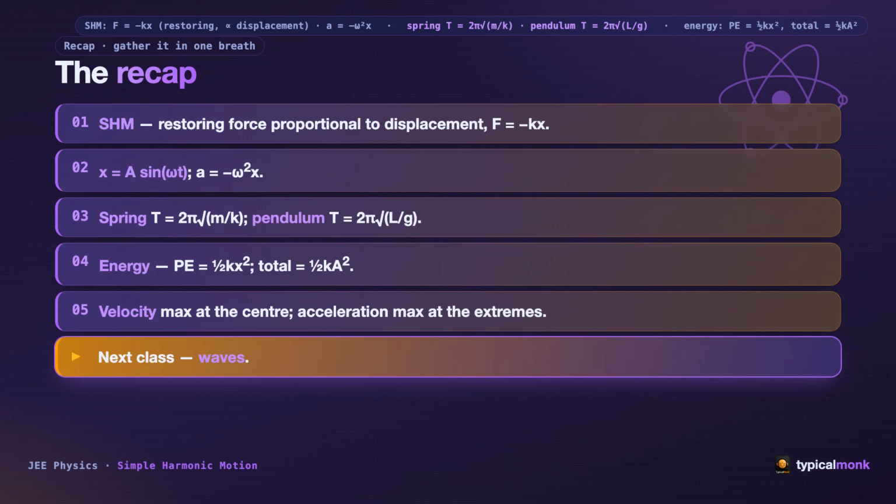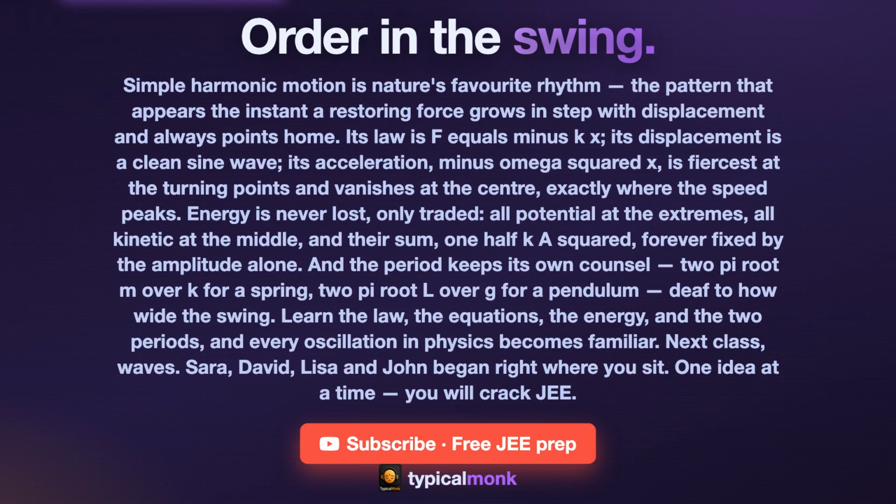Next class, waves. Order in the swing. Simple harmonic motion is nature's favorite rhythm. The pattern that appears the instant a restoring force grows in step with displacement and always points home. Its law is F equals minus kx.